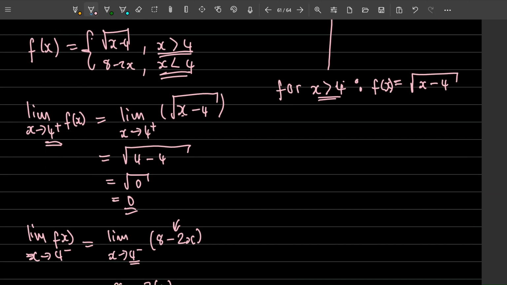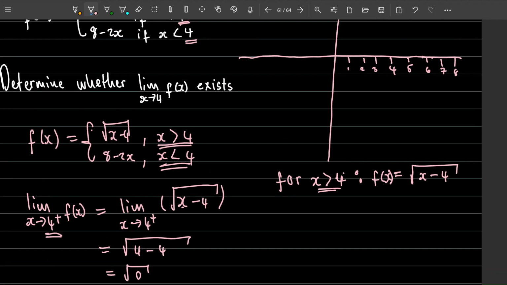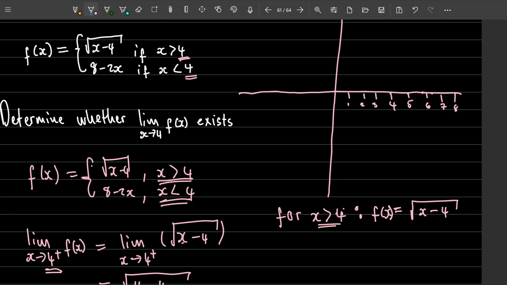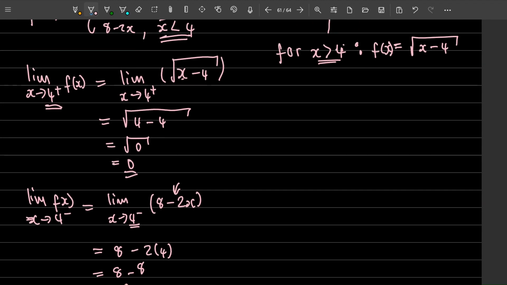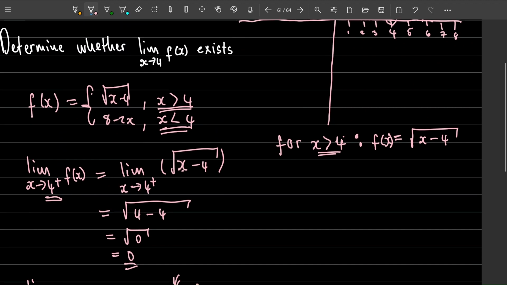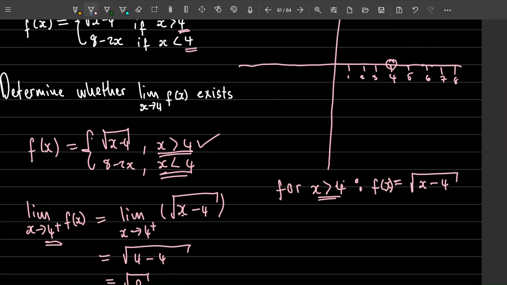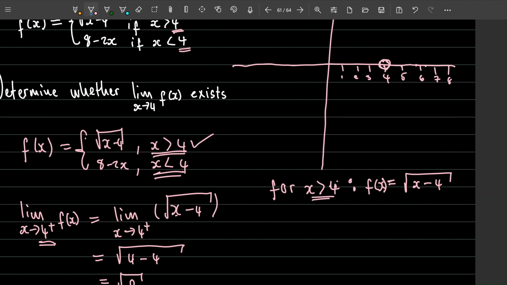Remember that limit is the value of y. So as I am going towards 4, y is going towards 0. So it is this point here. But remember that I can't include it, because in here it was x greater than 4. There's no 4 there. So that's why I put a big open circle with nothing. That's where I'm starting from.